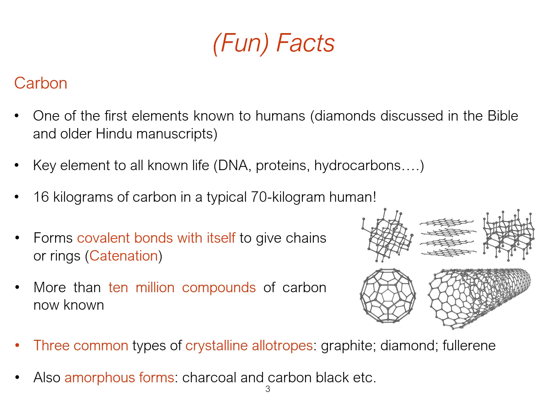There are also quite a few allotropes. So there's 3 common types of crystalline ones, and we looked at these in the solid structures lecture as the example of allotropy. So we've got graphite, diamonds, and fullerenes, which are the balls. And there are also a few amorphous allotropes like charcoal and carbon black. So yeah, essentially what you get when you burn things.